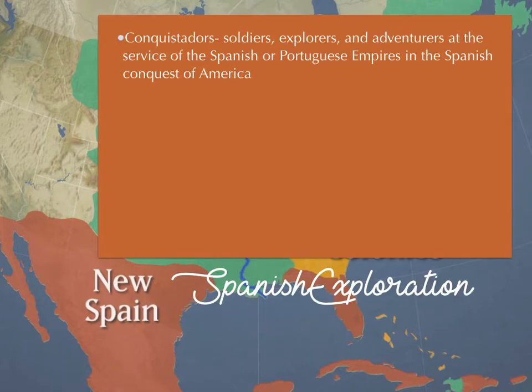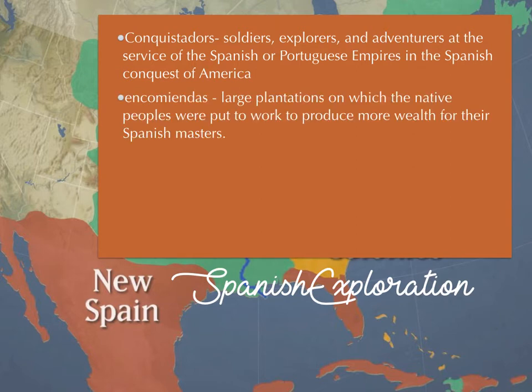Okay. So the Spanish is what we're going to deal with first, Spanish exploration. So they had conquistadors. You should have learned this word last year in 7th grade social studies. These were soldiers, explorers, and adventurers at the service of the Spanish or Portuguese empires in the Spanish conquest of America. So they used conquistadors to come in and actually kind of conquer. It basically means a conqueror, okay?